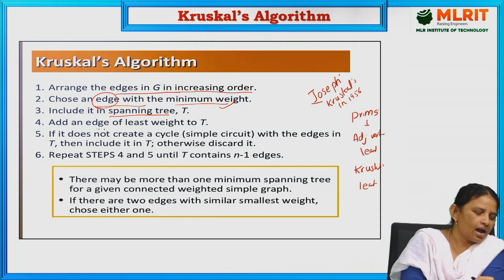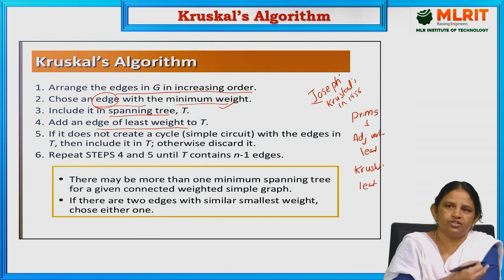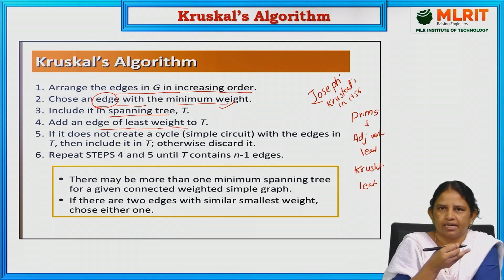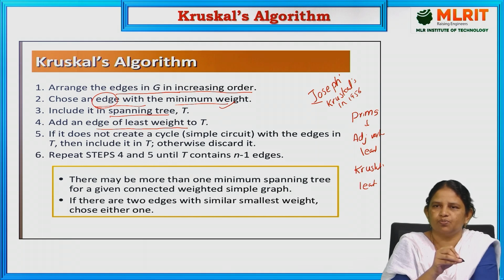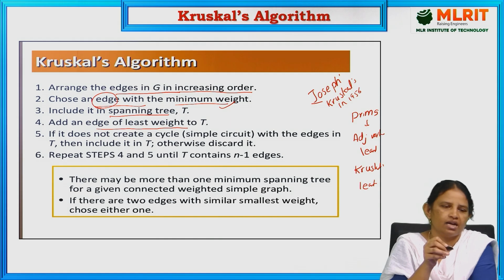Next, add an edge of the least weight. Next, we have to select an edge which has the least cost. If any one of the edges creates a cycle, simply discard that edge. Otherwise, we have to include that edge in the spanning tree.